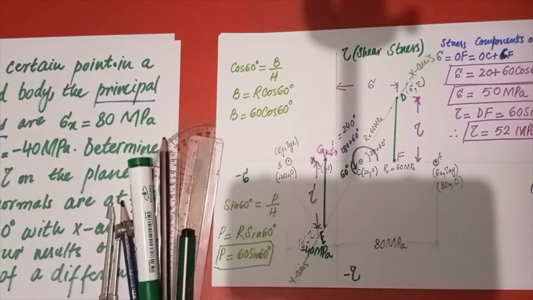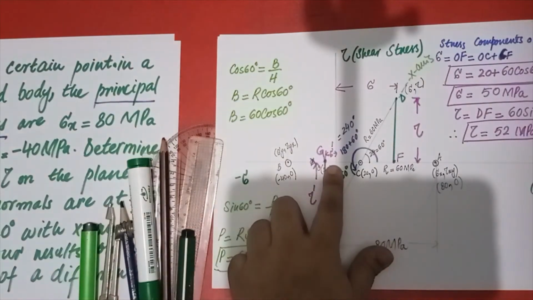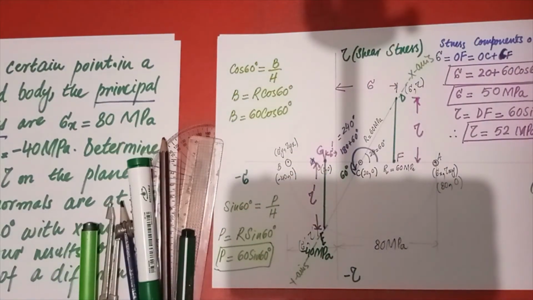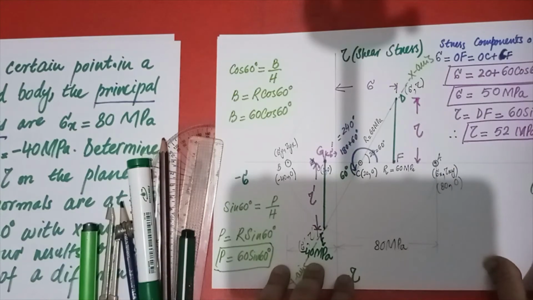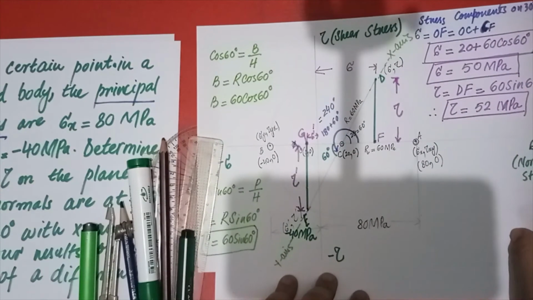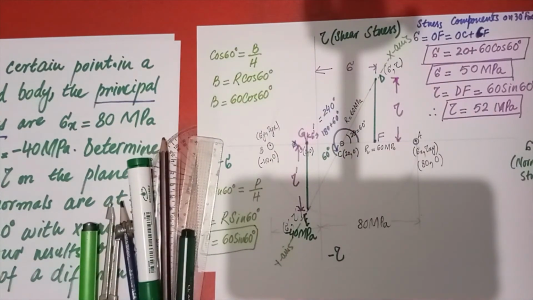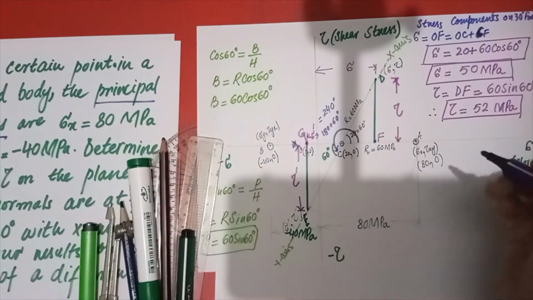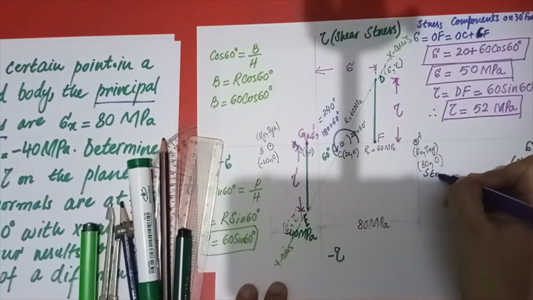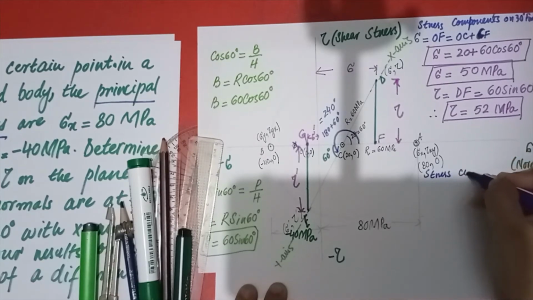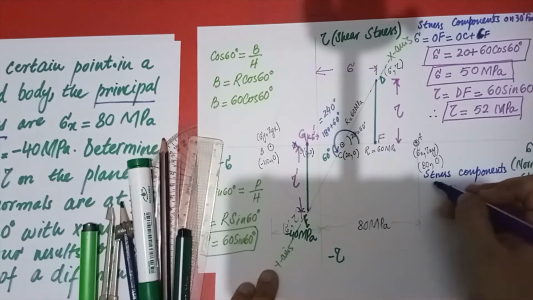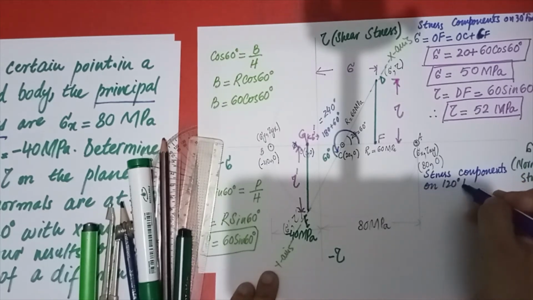So what I have to do? I have to find out this sigma dash and tau dash. And how can I find it out? So let me tell you. So now I am going to write it down here again, the stress components on which plane? 120 degree plane.